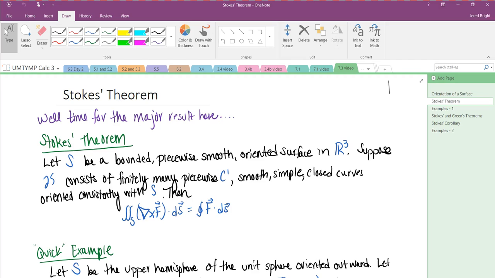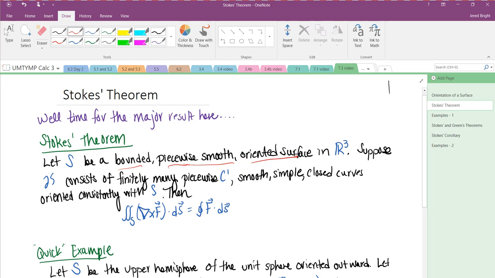Alright, so having discussed orientation of a surface, we want to move into discussing Stokes' theorem, which is the major result from this section 7.3 from the textbook. Just to review the language, it's very similar to Green's theorem, and we'll discuss that in a later video. We want our surface to be bounded, piecewise smooth, and oriented. We discussed what oriented means in the last video. Suppose that the boundary consists of finitely many pieces that are continuous, smooth, simple, closed curves.